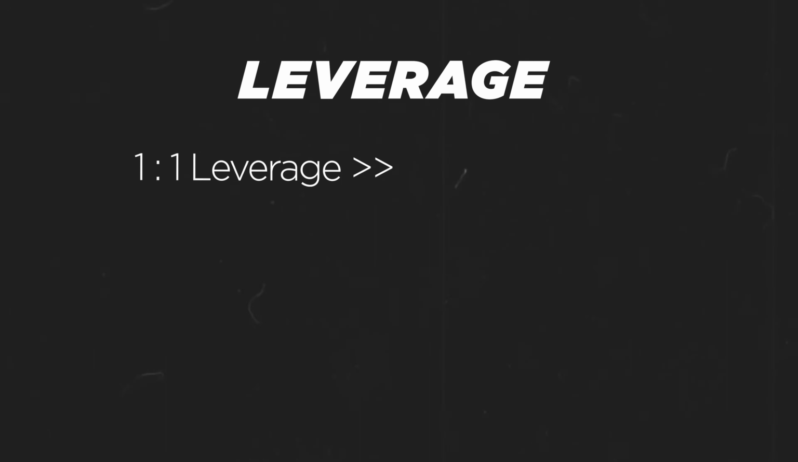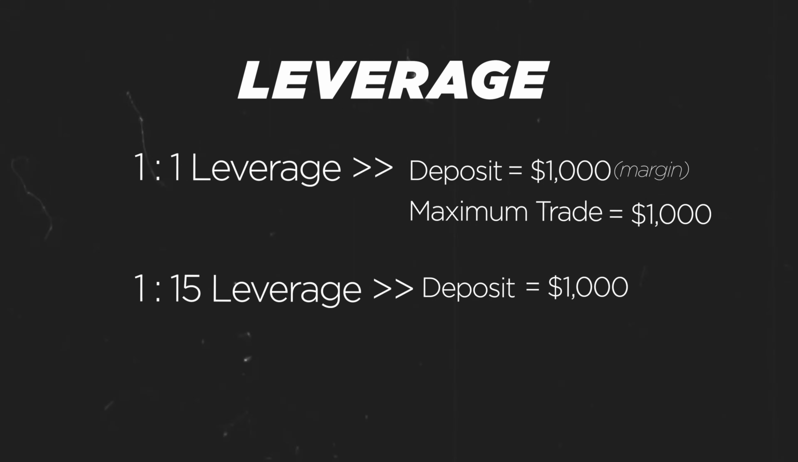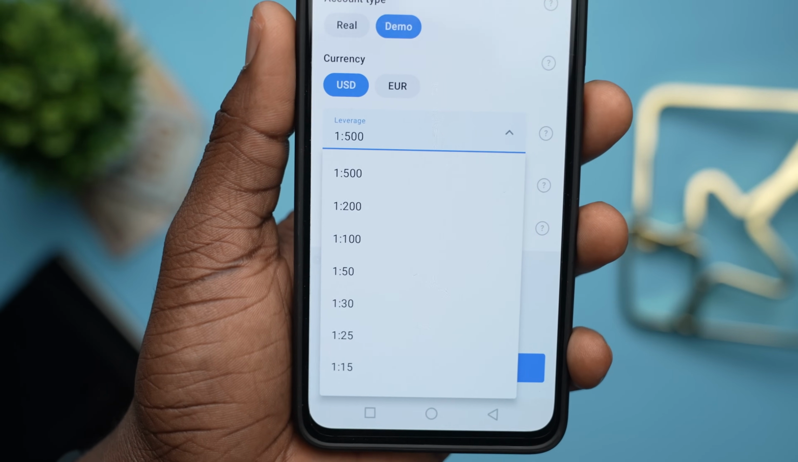A 1-to-1 leverage means that if you deposit $1,000, which is called a margin, all you can trade with is $1,000. A 1-to-15 leverage means if you deposit $1,000, the app would let you trade with $15,000. And we have it here that the maximum here is 1-to-500 leverage, which means $1,000 will let you trade with $500,000. Keep in mind that this is just a loan. [Losses can] happen, and you really don't want to start with the higher leverage route as a beginner.